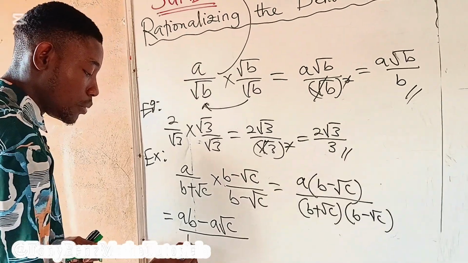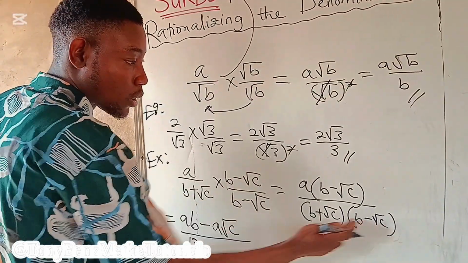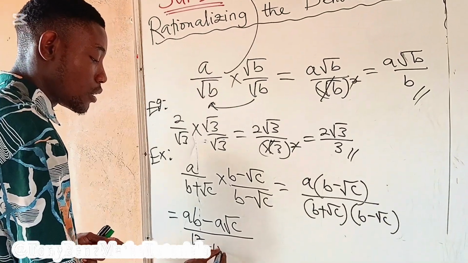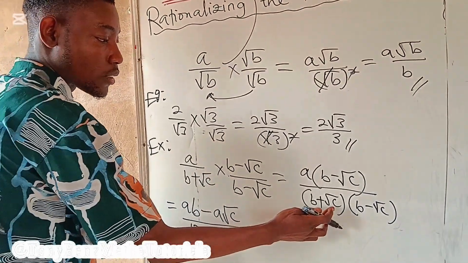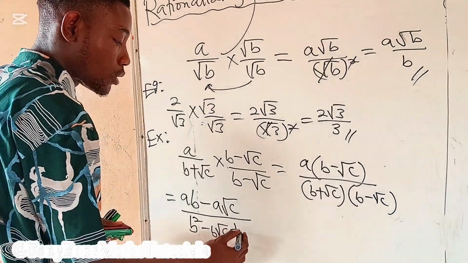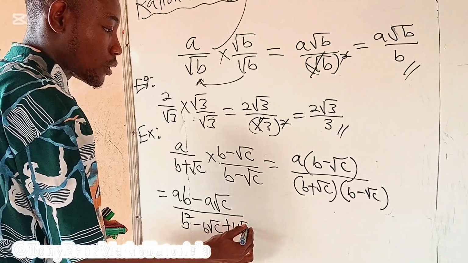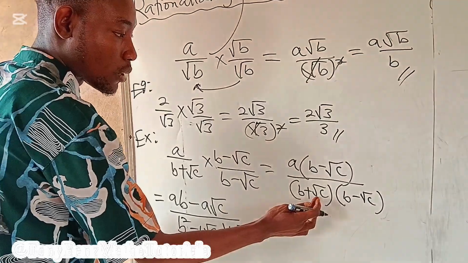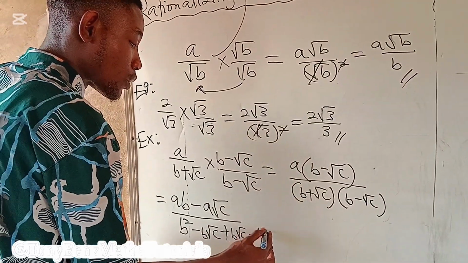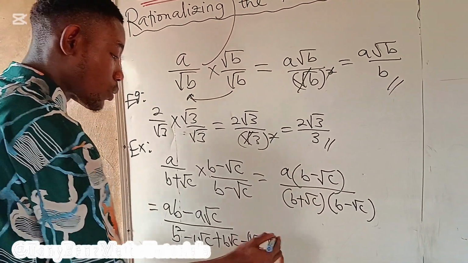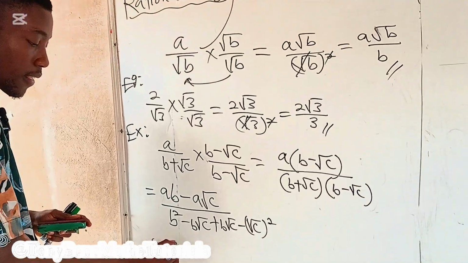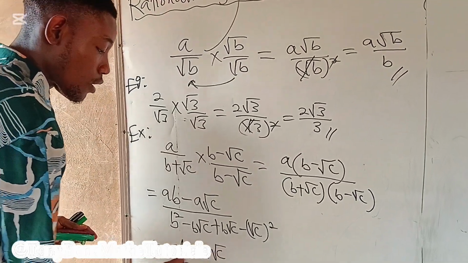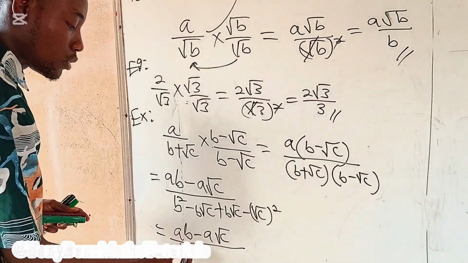We have b square. B times root of c, we have minus, because there is a minus here, minus b root c, and root c times b, we have plus b root c. Then plus times minus is minus. Then root of c times root of c, we have root of c all square. And the same thing as ab minus a root c all over b square.